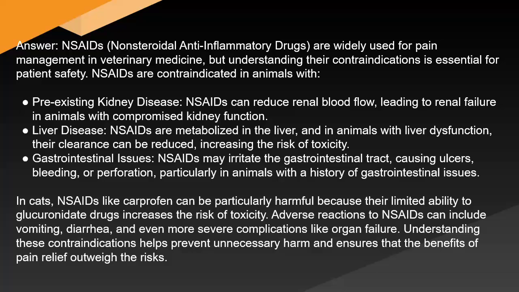Liver disease. NSAIDs are metabolized in the liver, and in animals with liver dysfunction, their clearance can be reduced, increasing the risk of toxicity. Gastrointestinal issues. NSAIDs may irritate the gastrointestinal tract, causing ulcers, bleeding, or perforation, particularly in animals with a history of gastrointestinal issues. In cats, NSAIDs like carprofen can be particularly harmful because the limited ability to glucuronidate drugs increases the risk of toxicity. Adverse reactions to NSAIDs can include vomiting, diarrhea, and even more severe complications like organ failure. Understanding these contraindications helps prevent unnecessary harm and ensures that the benefits of pain relief outweigh the risks.